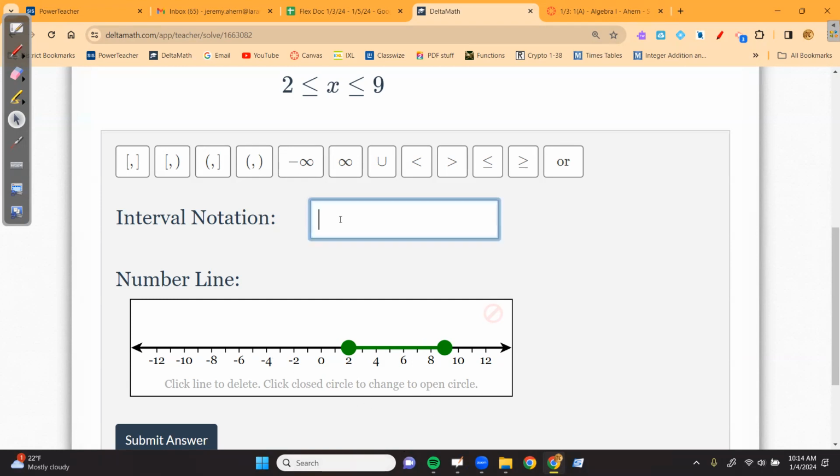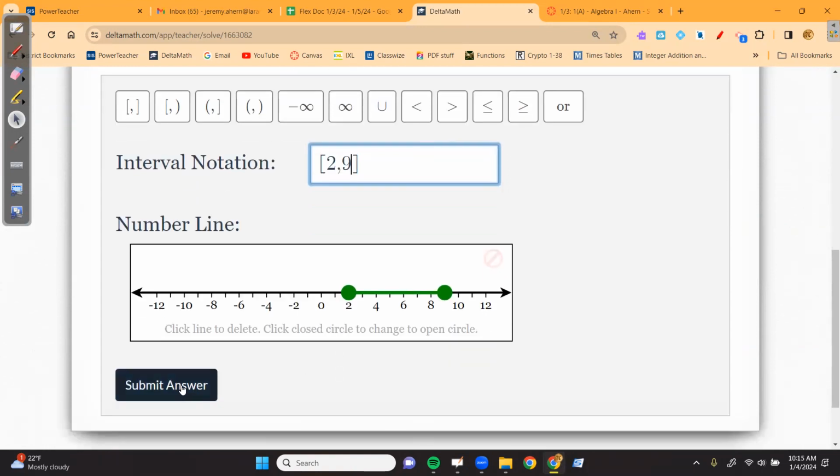Now, as an interval, how am I going to do this one? So do I want square, square, round, square, round, round? What do you guys think? Square, square, because it's inclusive on both ends of the interval, right? And all I'm going to do is simply put 2 for my left boundary, 9 for my right boundary, and then send it.